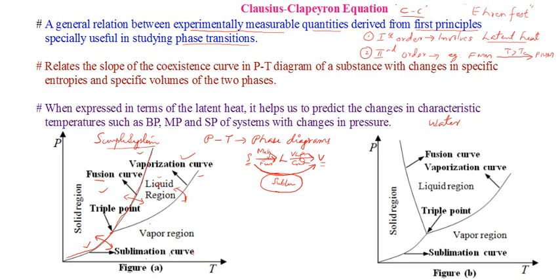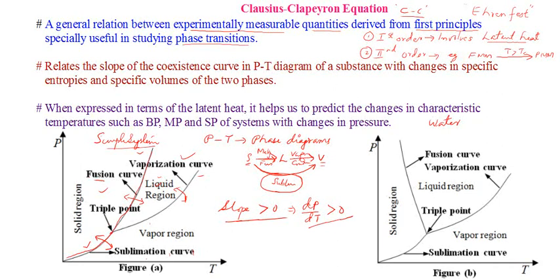In the case of figure A for simple systems, the slopes of all three curves are positive: the fusion curve, the vaporization curve, and the sublimation curve. Why do I say the slope is positive? Slope is dy by dx, which means dP by dT, pressure over temperature. So dy by dx for all three curves will be positive in the case of the simple systems shown by figure A.